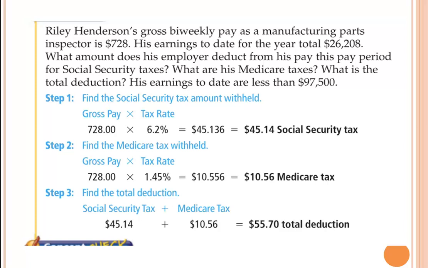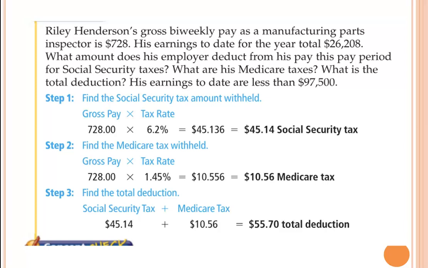Riley Hendrickson's gross biweekly pay as a manufacturing parts inspector is $728. His earnings to date for this year are $26,208. What amount does the employer deduct from his pay this pay period for Social Security taxes? What are his Medicare taxes? What is his total deduction? His earnings to date are less than $97,500.